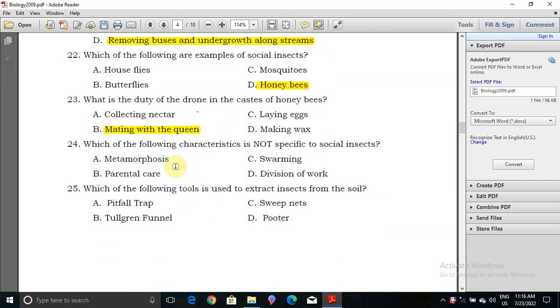Okay, now in question number 24. Which of the following characteristics is not specific to social insects? In the question, first it is asking what is not specific. Metamorphosis, parental care, swarming, or division of work. So the one which is not specific to social insects will be metamorphosis. Because parental care, yes. Division of work, yes. And swarming, yes. The meaning of swarming is that they move in a group. So the one which is not specific to social insects will be metamorphosis.